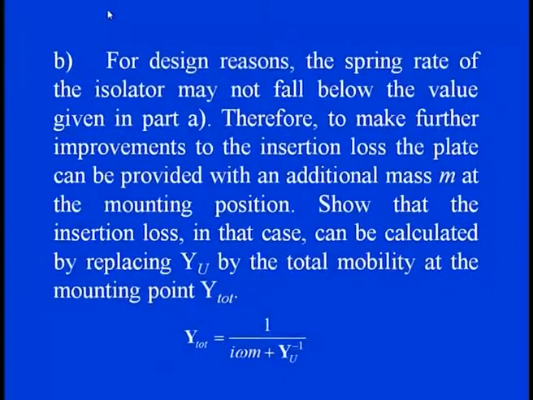So this is what you see, the first case in which we have a direct insertion loss at the 100 hertz exciting frequency. The second case is the insertion loss which you would like to calculate when we are making an additional mass m at the mounting position, and we would like to calculate the total mobility at the mounting point in terms of Yu inverse and i omega m because of the additional mass m.